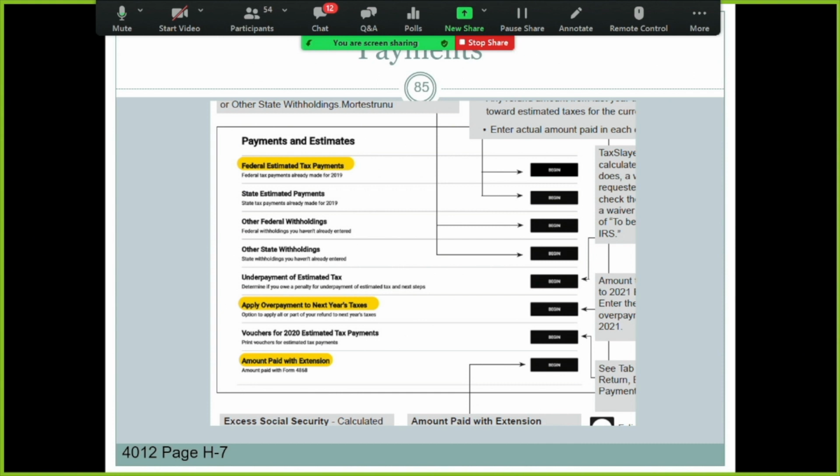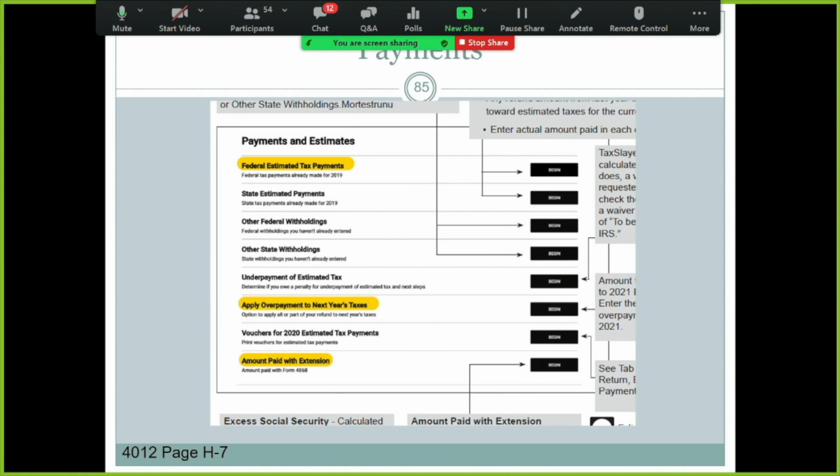So how does this look in TaxSlayer? When we go under the federal and payments and estimates section, we will see what I have highlighted. So I have the federal estimated tax payments section highlighted. If someone has made estimated tax payments already for the 2021 tax year, the first line is where we will click to go enter those estimated tax payments.